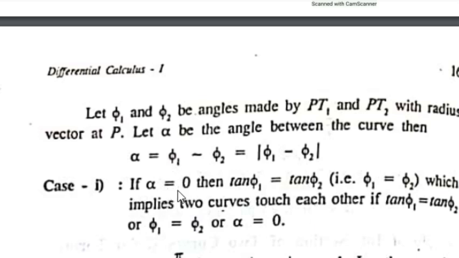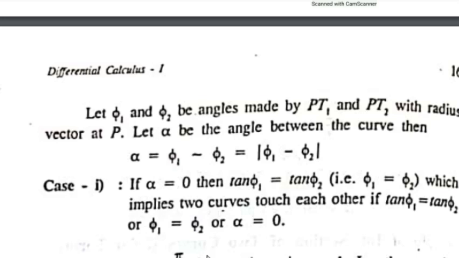When alpha is equal to 0, means when the two curves touch each other, there does not create any angle. Okay, if alpha is 0, because alpha is nothing but the angle of intersection of two curves. If the angle of intersection of two curves is 0, it means that the two curves coincide with each other. All along the points, the two curves coincide with each other. Okay, so this is the first meaning.